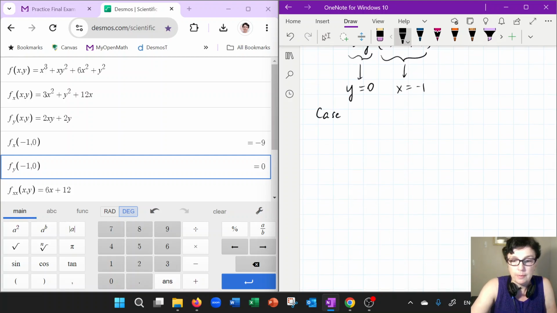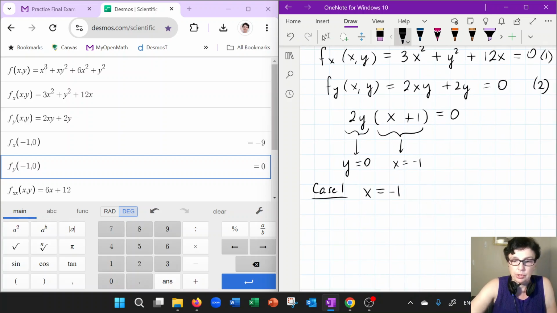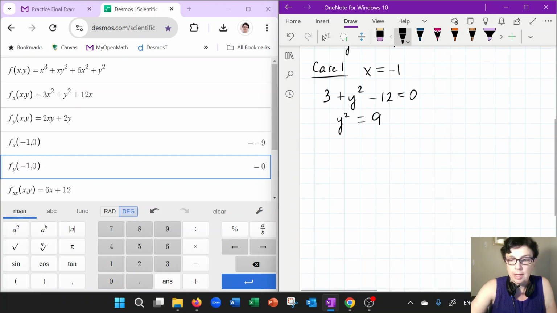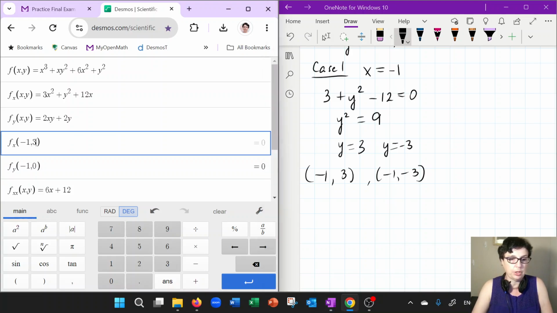So case number 1, let's say x equals -1. Let's go to the first equation and plug in x equals -1. So -1 squared is 1. So I get 3 plus y squared, and then minus 12 equals 0. Now solving that, I get y squared equals -12 plus 3 is -9. When I move it to the other side, that would be +9. And so that means that I get y equals 3, y equals -3. So my points are -1, 3, and -1, -3. Now, how do I know these points are correct? As I find them, I can go ahead and check this out.